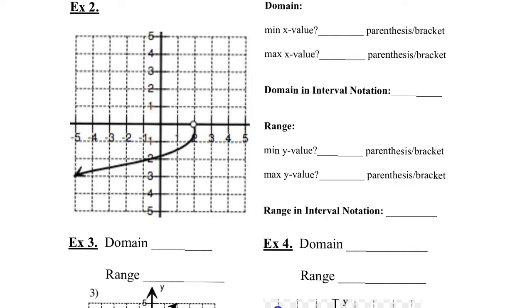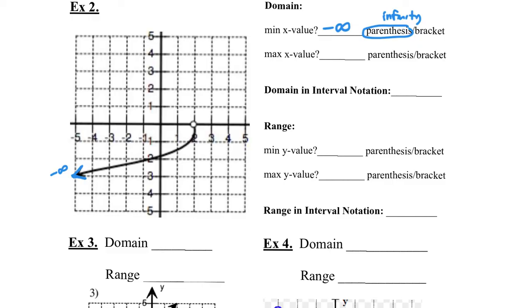Okay, on the graph, the furthest left point is way over here, but actually this is an arrow. Okay, if I'm going left forever, I'm going towards negative infinity. So the minimum x value is actually negative infinity. Because this is infinity, I automatically know this is going to be a parenthesis.